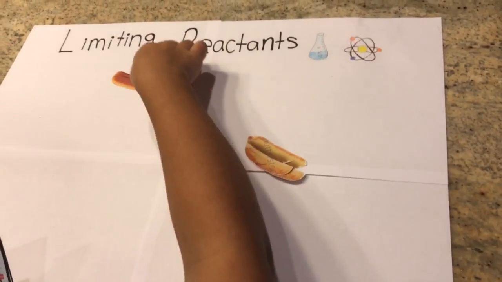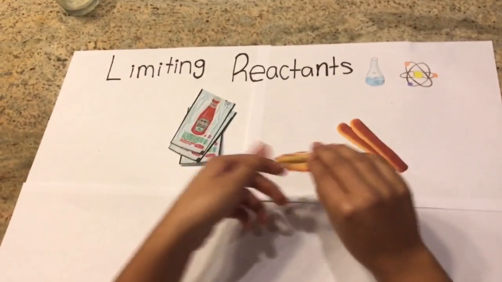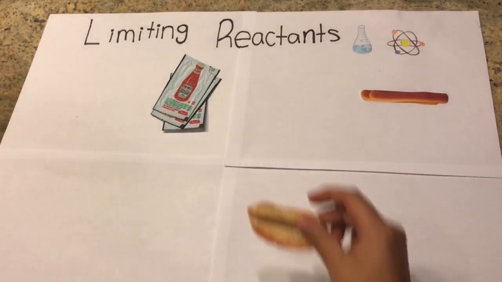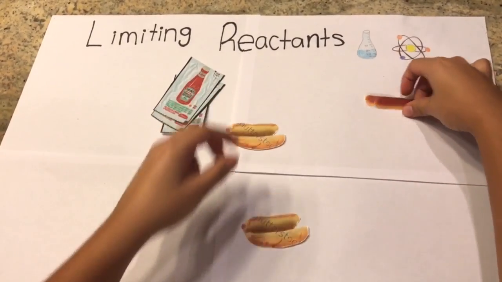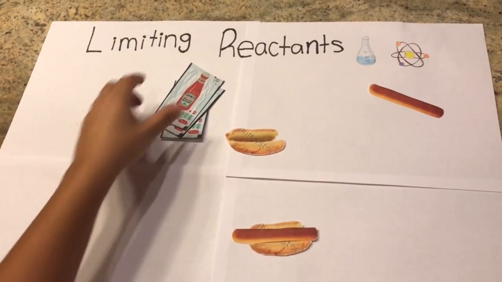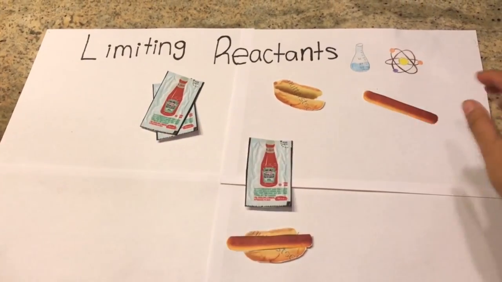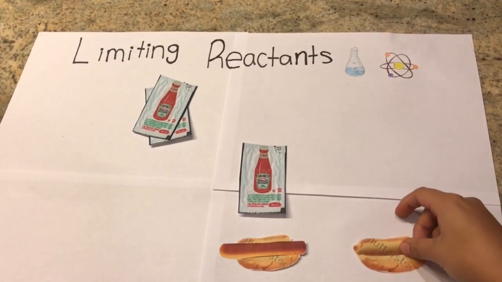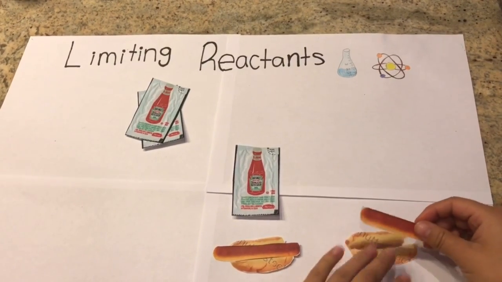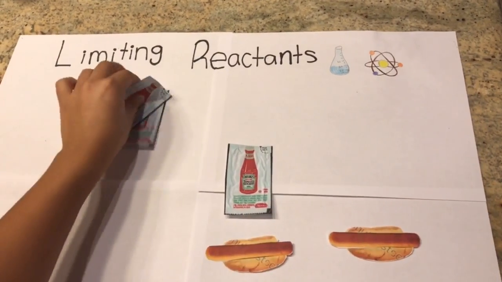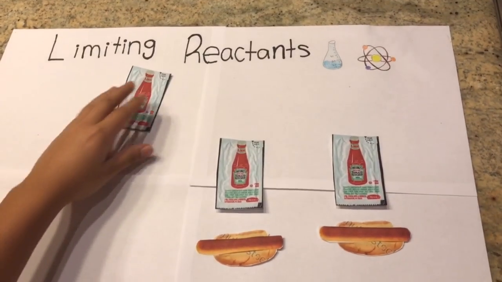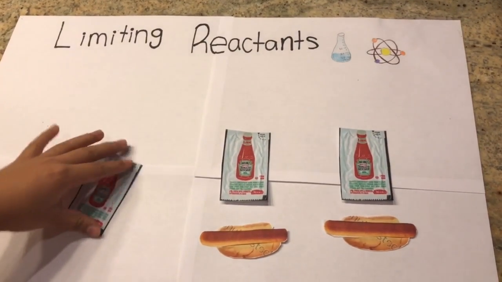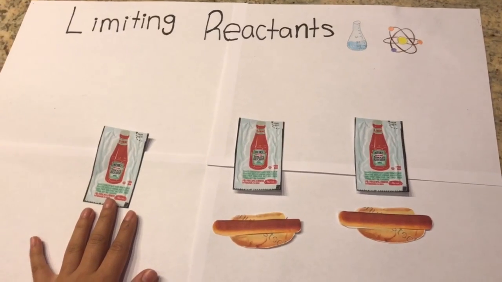Limiting reactants. Okay, so we will start off with an example right now. Let's say you wanted to make a hot dog. So you need one bun, one weenie, and also a ketchup. Next, you will put another hot dog bun, and then a weenie, and then a ketchup. You notice that you have a ketchup left over. This will be your excess reactant.